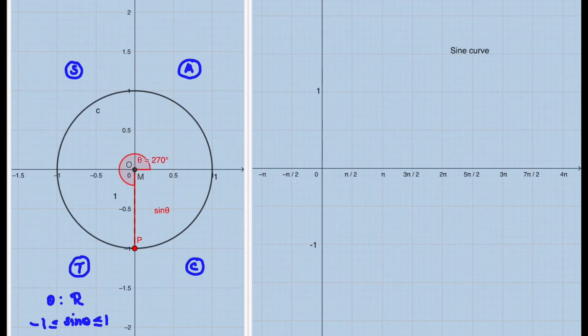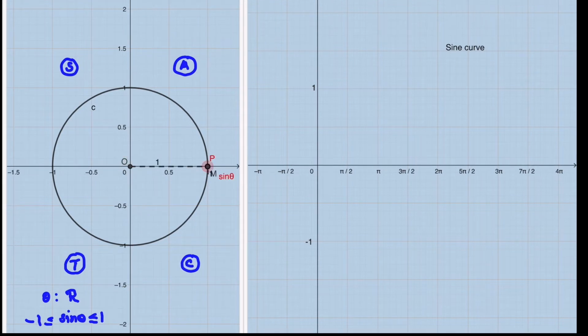Now let us draw the graph of sine function. So let us take theta along x-axis. I have taken in radians, and sin theta values along y-axis. When theta is 0, sin theta is 0. 0, 0 is a point on the graph. And in the first quadrant, sin theta value increases as theta increases. And when theta is pi by 2, that is 90 degrees, sin theta is 1.